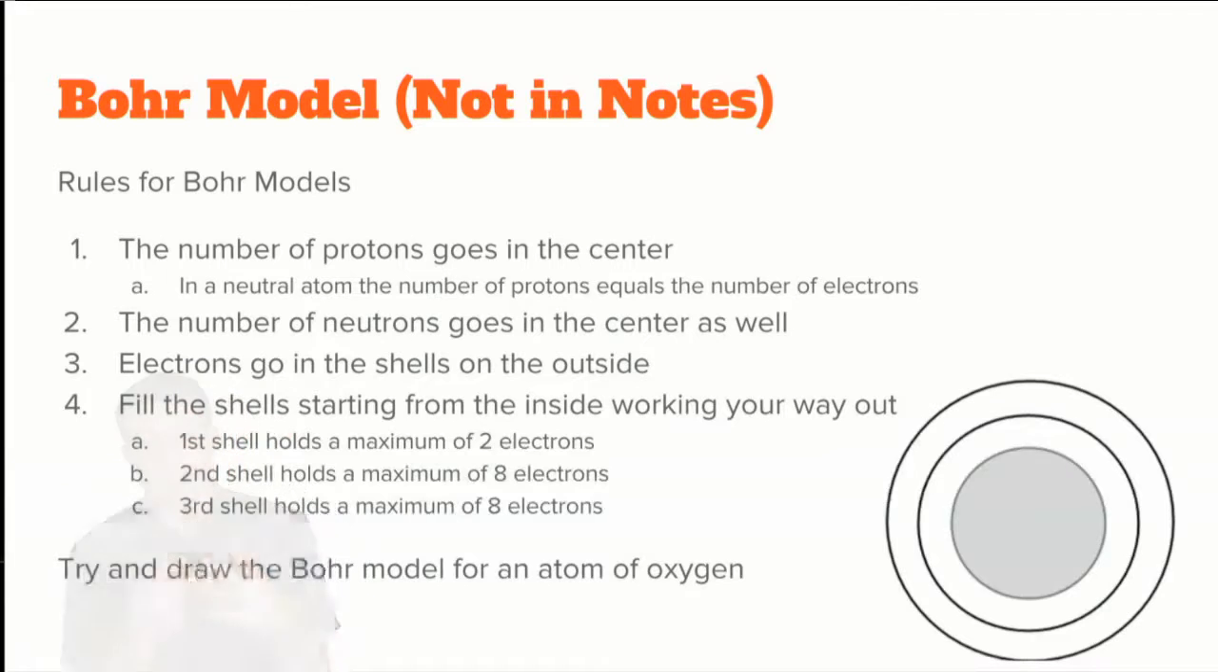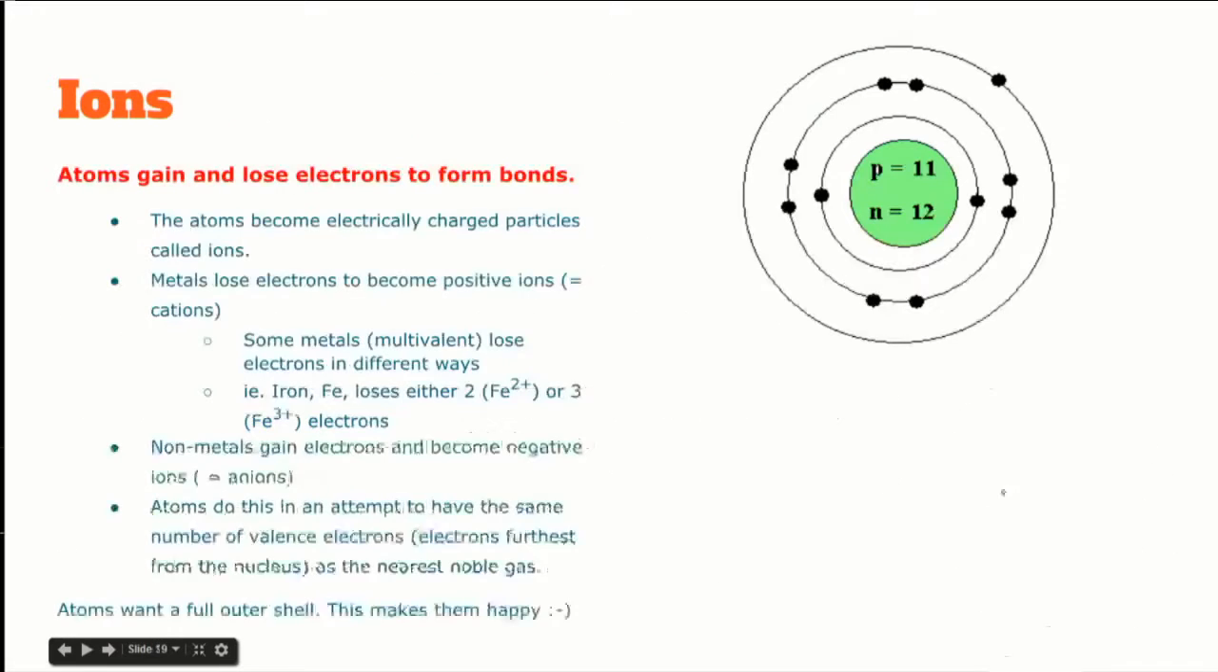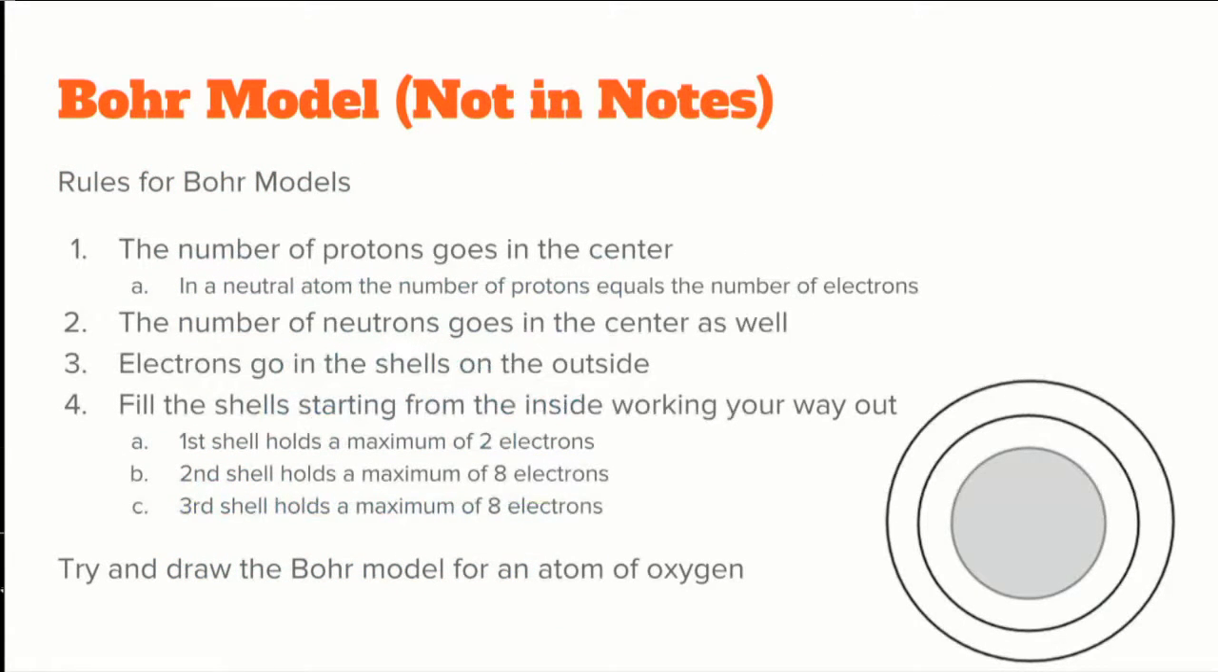In the middle, in this gray area here, you're going to put the number of neutrons and the number of protons. And then we're going to put the electrons in the rings around the outside. So we're going to draw the electrons as just dots.